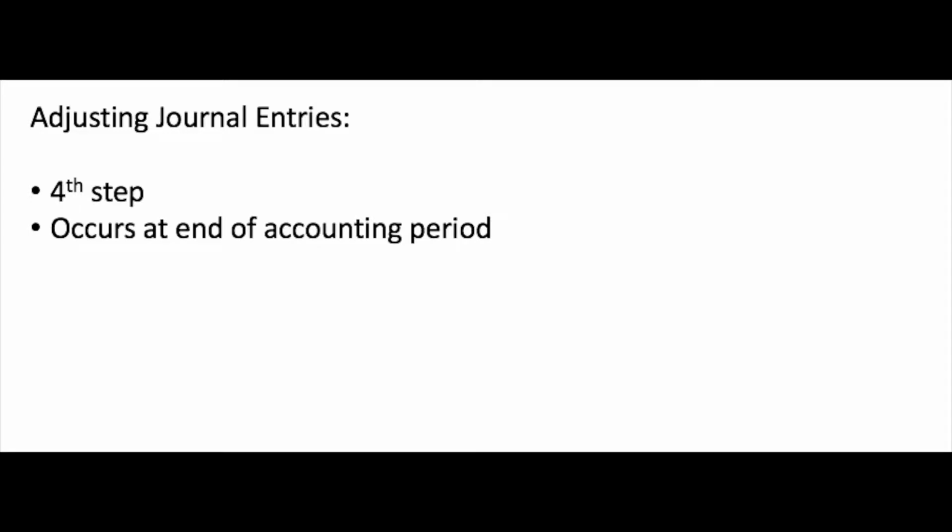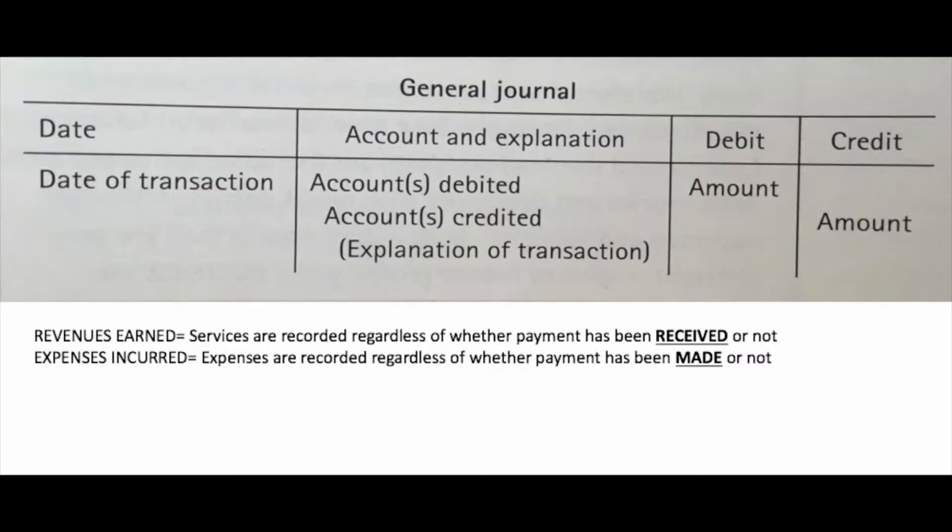Adjusting journal entries is the fourth step in the accounting cycle and occurs at the end of each accounting period after the trial balance is prepared. They are simply entries that are made in the general journal, which looks like this, in order to record revenues that have been earned but not recorded, and expenses that have been incurred but not recorded.